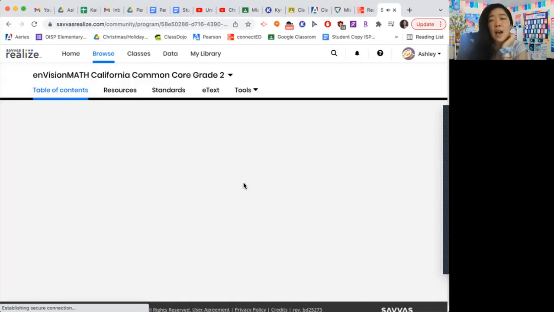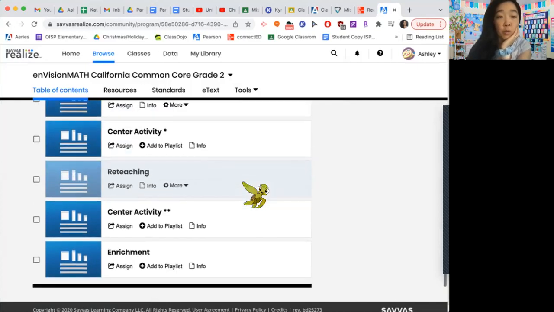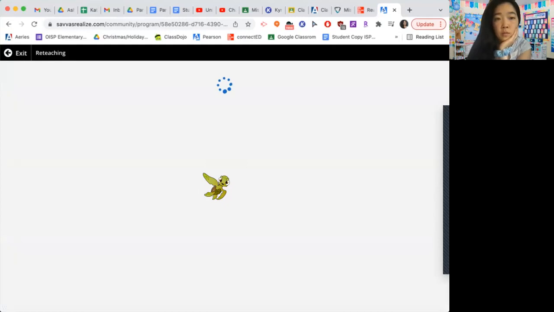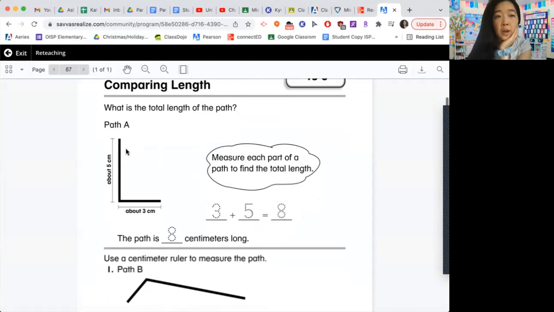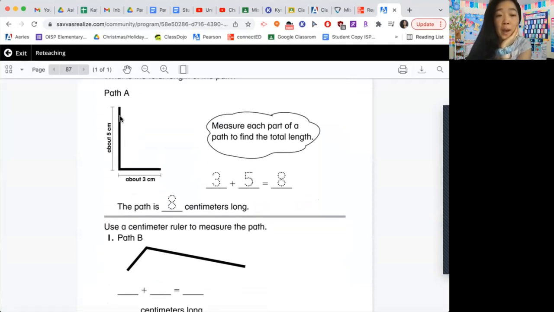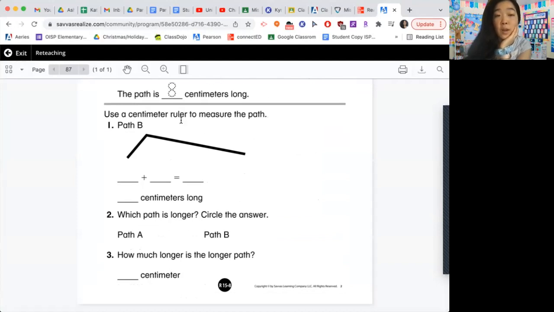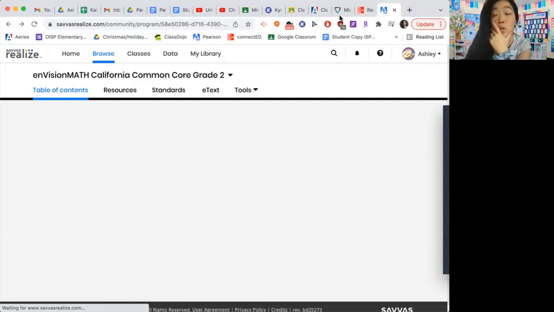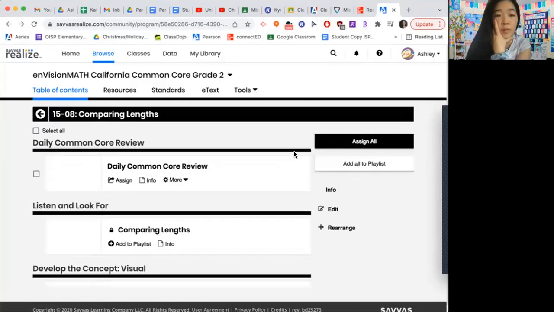Very good, guys. Now, if I remember correctly, I don't think we're going to be able to do this because you are going to need a ruler to measure this. But let's see. All right, here we go. So what is the total length of the path? So this path is 5 centimeters and this path is 3 centimeters. So altogether, this path is 8 centimeters. Now, we cannot do this one because we all are using different types of rulers. So we're going to skip our reteaching.